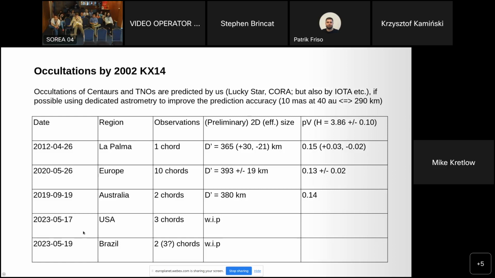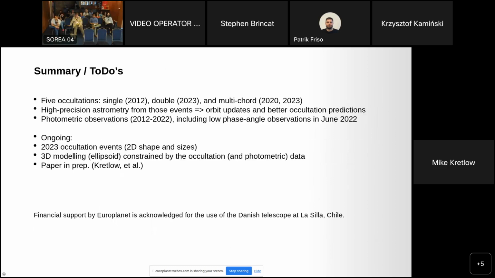So all in all, we are confident that at least from the occultation we can derive some size information. We have high precision astrometry, which you can do from this occultation itself. And what's to do to finalize this object is to analyze the last two events and to put all this together.